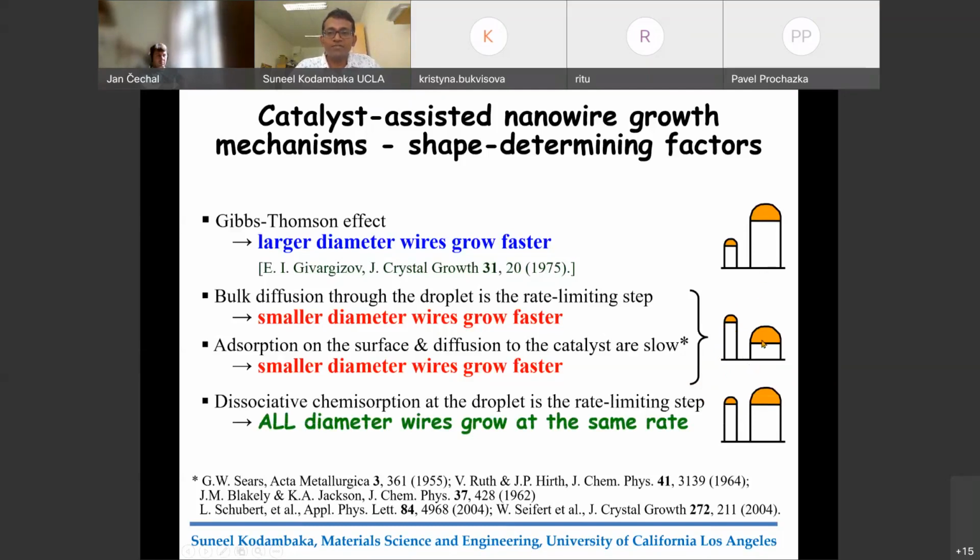If none of these factors are contributing significantly to the nanowire growth, if these are all fast, diffusion either through the bulk or if there's no Gibbs-Thompson effect, then the growth rates are solely controlled by the incoming flux. And in that case, irrespective of the diameter, all the nanowires grow at the same rate.